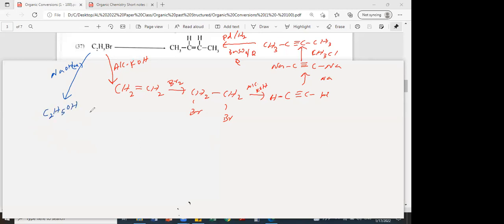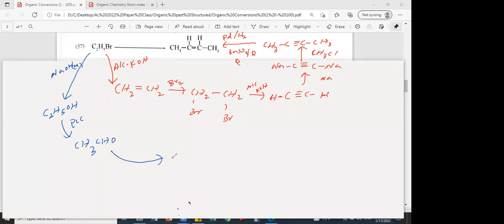C2H5OH. Then she has done this with aldol, then she has put PCC. Then you get CH3CHO. I think that is also a very good method. Let's see which one has fewer steps.